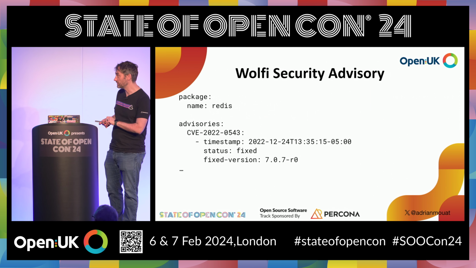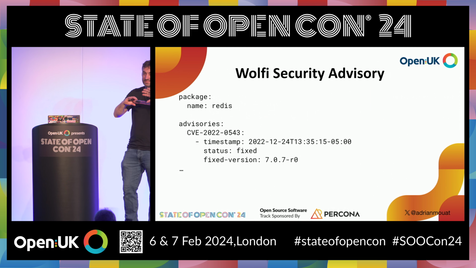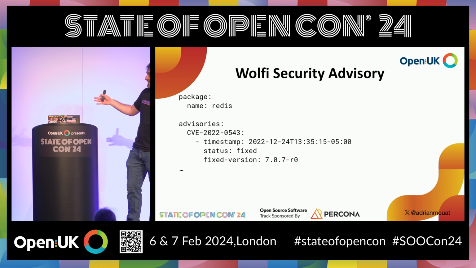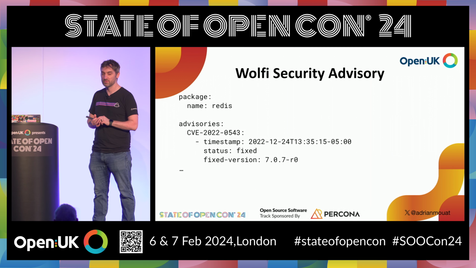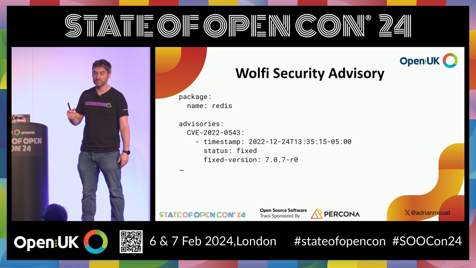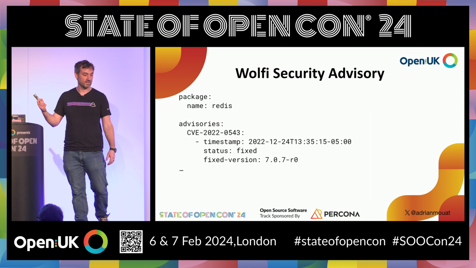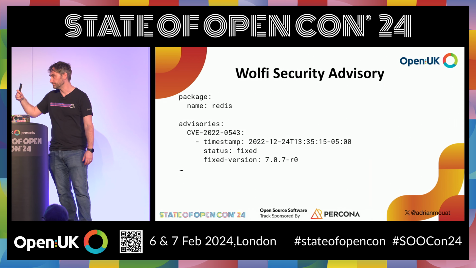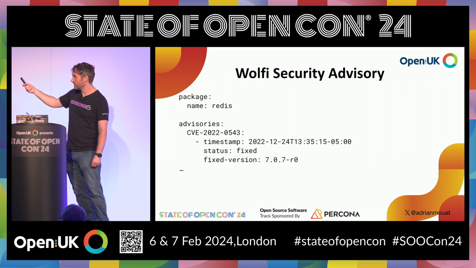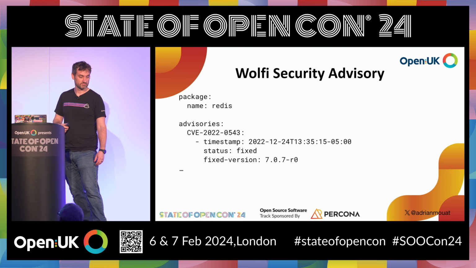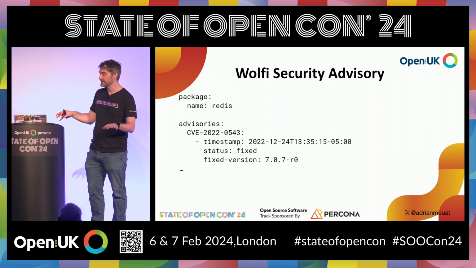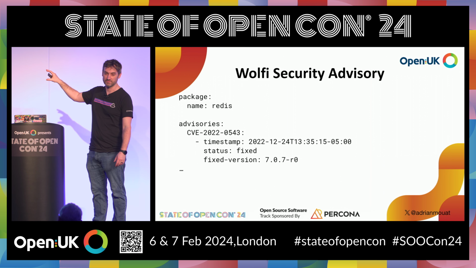And it looks like this. This is literally a snippet from our Redis security advisory. And what we're saying here is, OK, if you're looking at CVE-2022-0543, that does not affect the version of Redis in ChainGuard from version 7.0.7-r0 and on. I don't think it ever actually affected it, but that was when we issued this advisory.